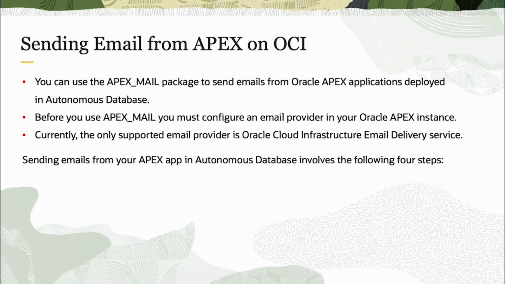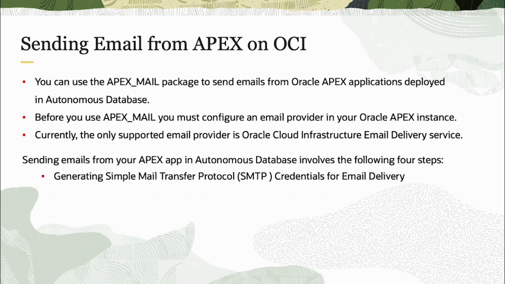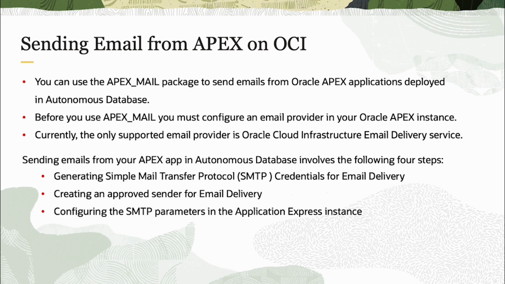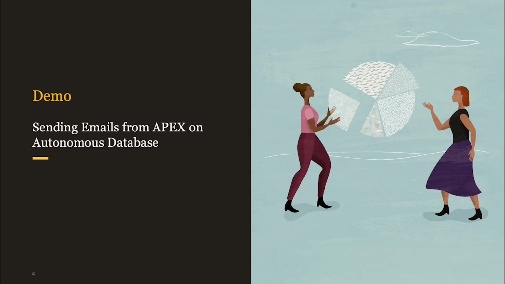To give you an overview, the steps involved in configuring emails in your Apex app are: first, you need to generate the SMTP credentials for the email delivery, which we do on the OCI console. And then we create an approved sender for email delivery. Once the email delivery service is configured on OCI, we then move on to the Apex instance and configure the SMTP parameters that are obtained after the first two steps. And then finally, we test whether the email configuration is working by sending a test mail using the SQL Workshop in Oracle Apex. Let us have a quick demo of what we have learned so far.